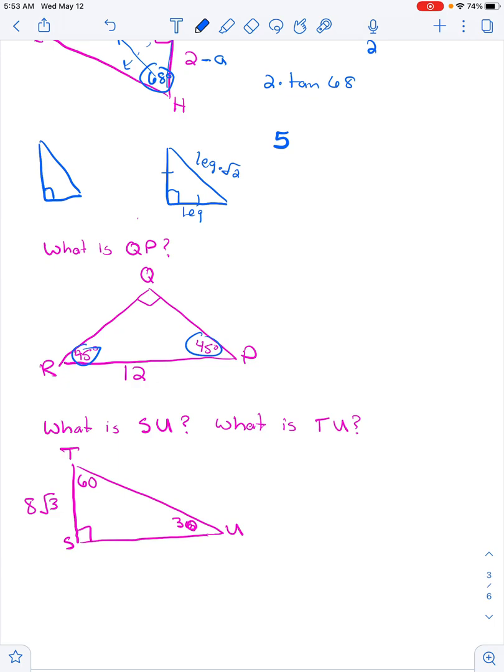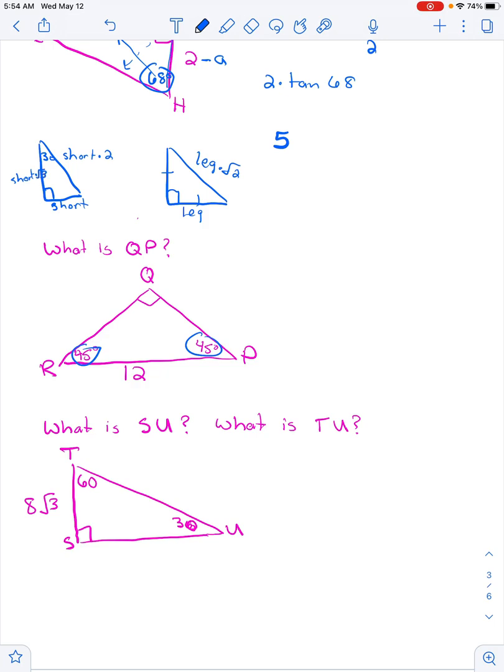In a 30, 60, 90, you have your short side. So this is our 30-degree angle. So this is a short side. To find the hypotenuse, I take my short side and times it by 2. And to find the mid side, I take the short side and times it by the square root of 3.